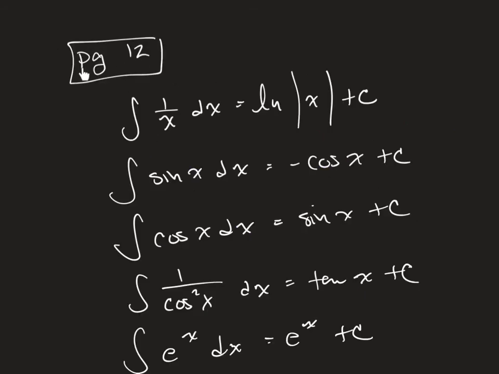On page 12 of your formula booklet, you'll see the rules for all of these. 1 over x is ln of x. Sine is negative cosine. Cosine is sine. 1 over cosine squared is tangent, and e to the x gets us e to the x.